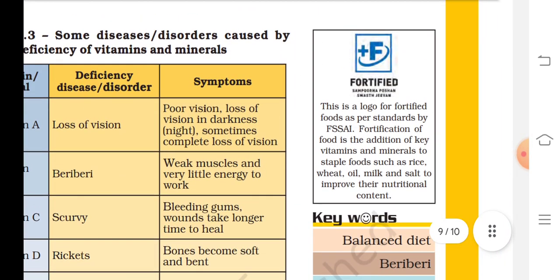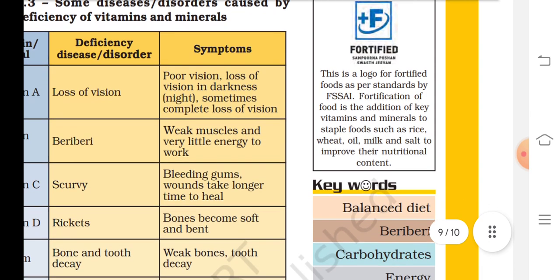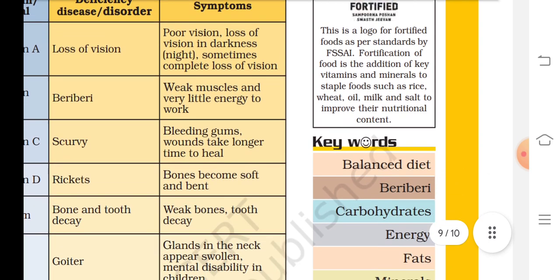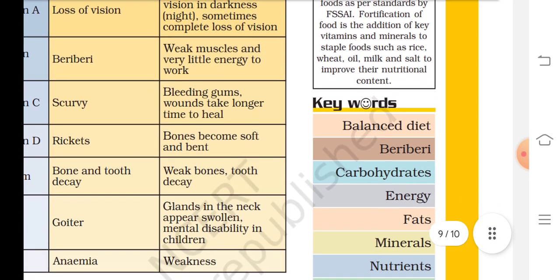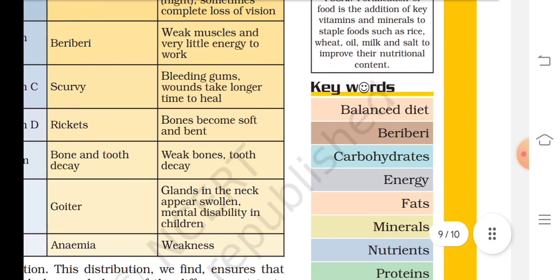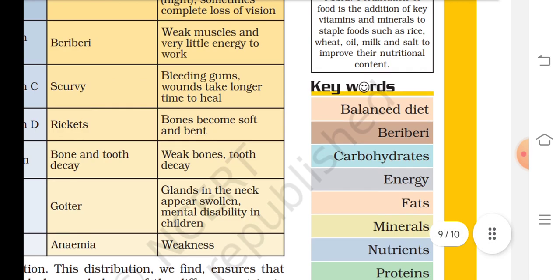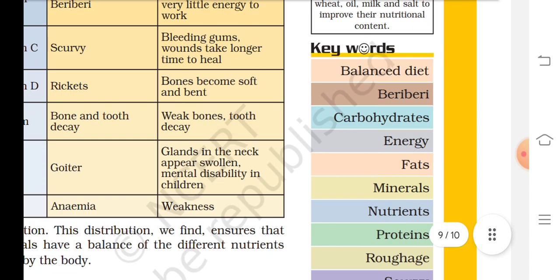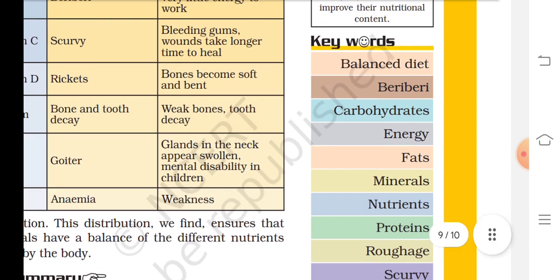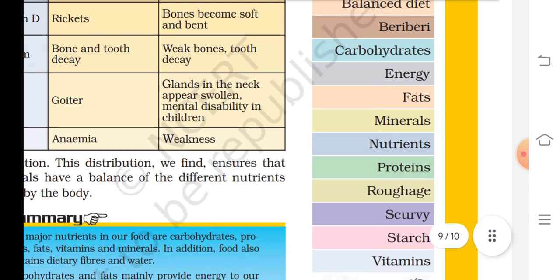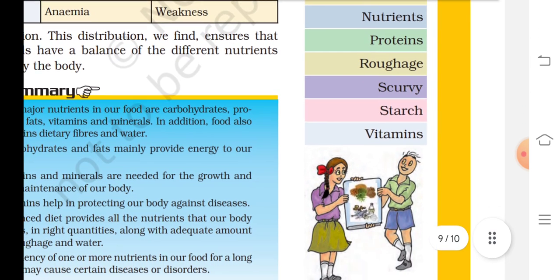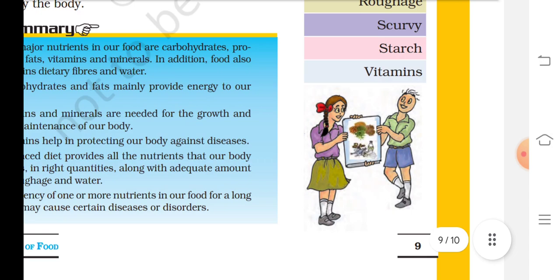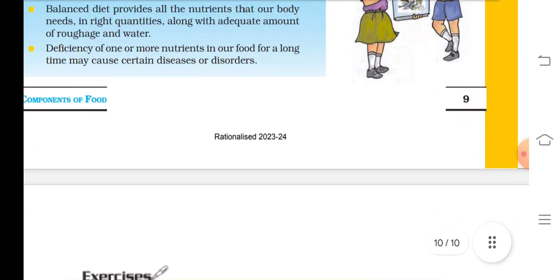This is the logo for fortified foods as per the standard set by the FSSAI. Fortification of food is the addition of key vitamins and minerals to staple foods such as rice, wheat, oil, milk, and salt to improve their nutrition content. Keywords: balanced diet, carbohydrate, energy, fat, minerals, nutrients, proteins, roughage, scurvy, starch, and vitamins.